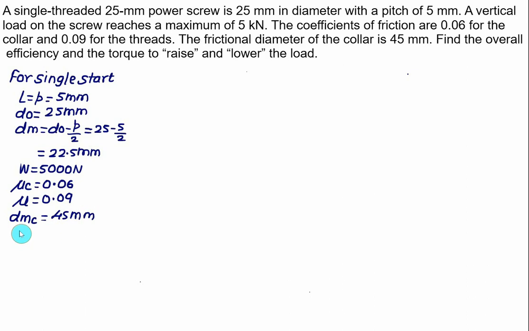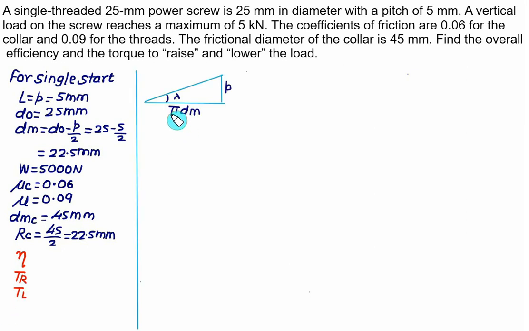Therefore, the radius of the collar at which the friction force will act is 45 divided by 2, that is equal to 22.5 mm. We want to find out the overall efficiency, that is eta. Then the torque required to raise the load, that is the value of TR, we have to find out. And the value of the torque required to lower the load, TL, we have to find out.